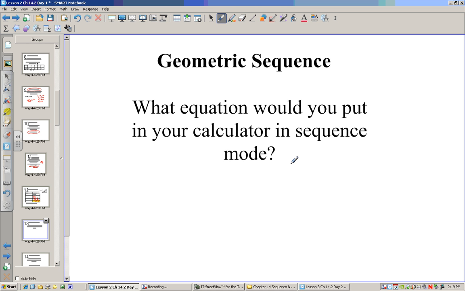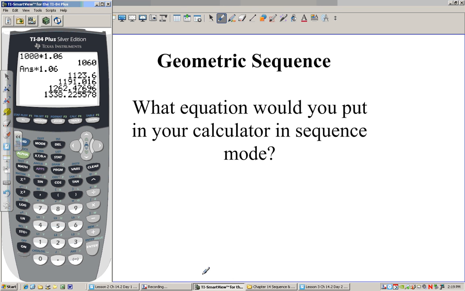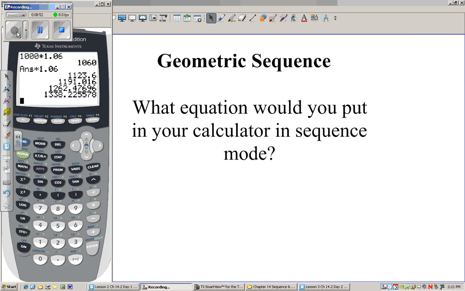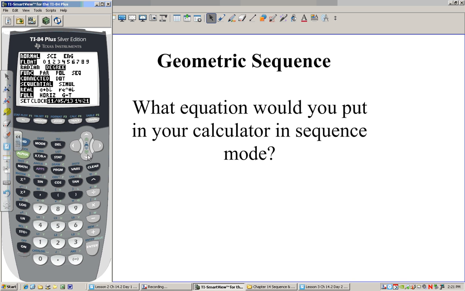What equation would you put into your calculator in sequence mode? What we could do is turn our calculator to sequence mode. We go to mode, and come down to where we had function. This is the function mode, this is the parametric mode, this is the polar mode, and this is the sequence mode. If I hit y equals, now it's u sub n equals.